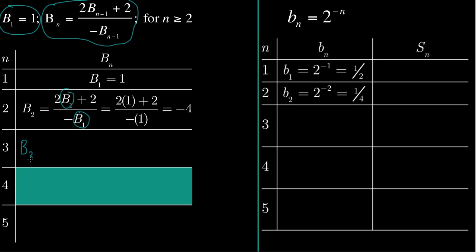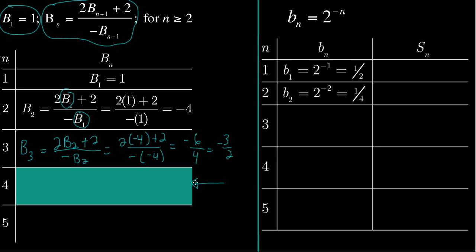The third term is twice the previous one, so that's 2 b sub 2, plus 2, all divided by the opposite of b sub 2. So I need to look up the second term, which was -4. 2 times -4 plus 2 over the opposite of -4. So being careful, I get -8 plus 2 is -6. And the opposite of a -4 is a +4. So I get a -3/2.